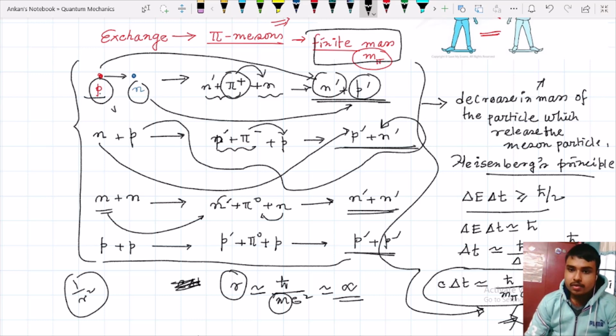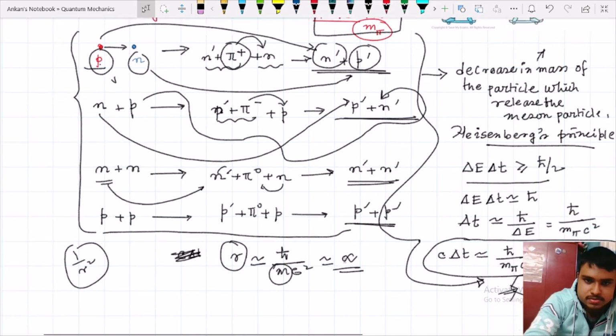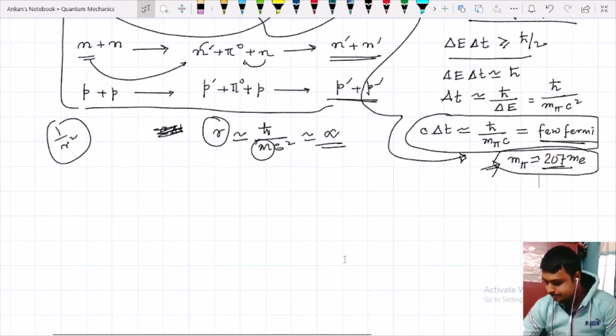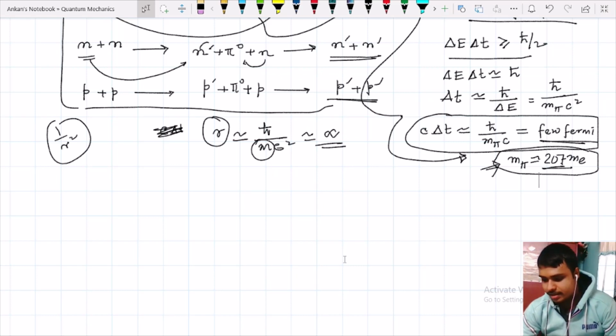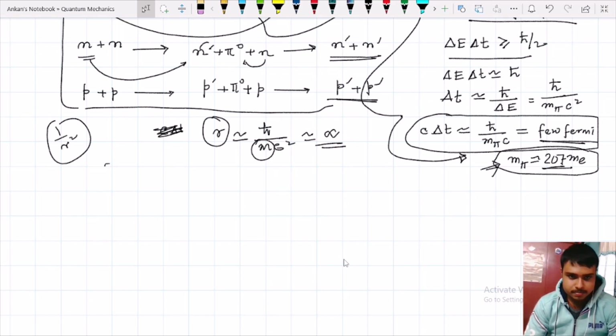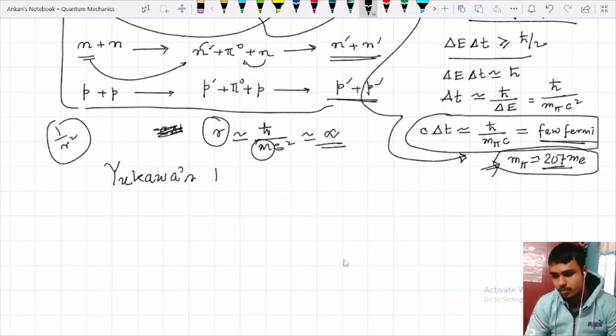Okay, now Heisenberg's principle says that the energy exchange takes place in a very short interval of time, so that no change in mass is observed in experiment. This is a very short time, so it is hard to observe the change in mass. Okay, so these are the interesting things which should be known to us. Okay, now the next thing is Yukawa's model of nuclear force, the mathematical model.